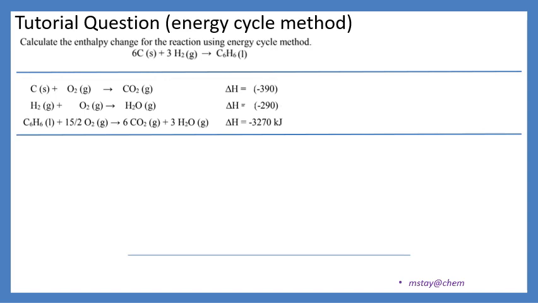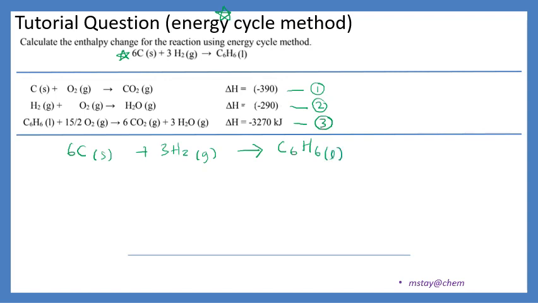Okay, after writing the thermochemical equations, as usual, we are going to label the first, second and also third thermochemical equation. Because we are going to use the energy cycle method, we can rewrite this equation here so that we can construct the energy cycle. So 6 mole of carbon react with 3 mole of hydrogen gas will produce 1 mole of liquid benzene. This chemical reaction shows the enthalpy of formation of liquid benzene.